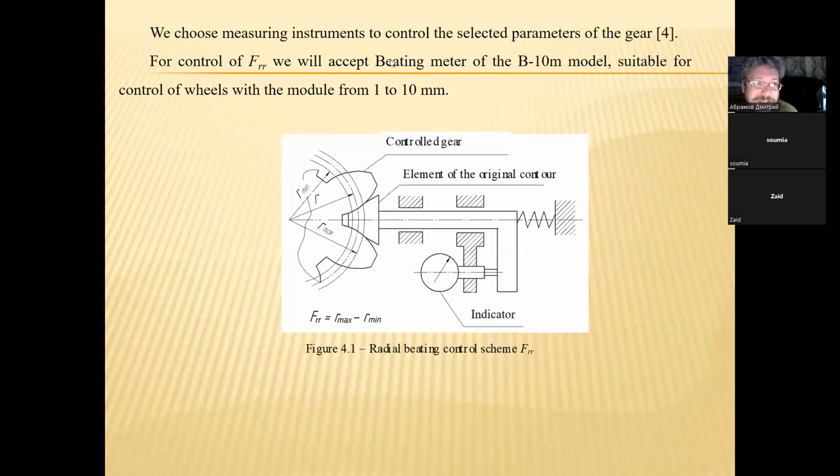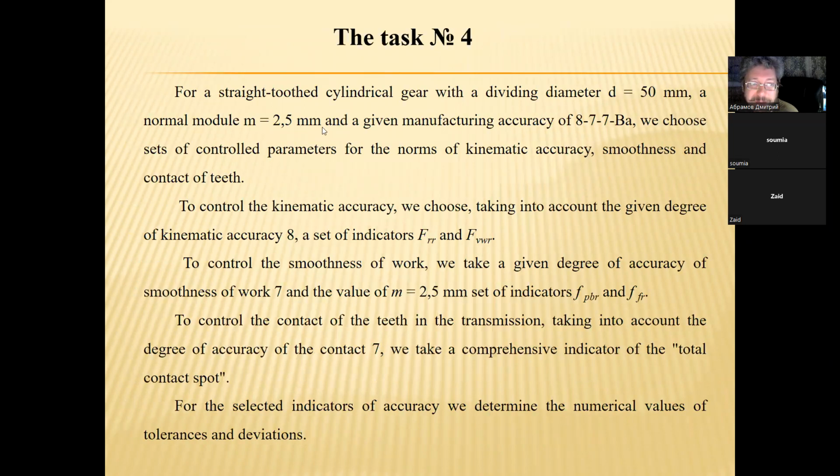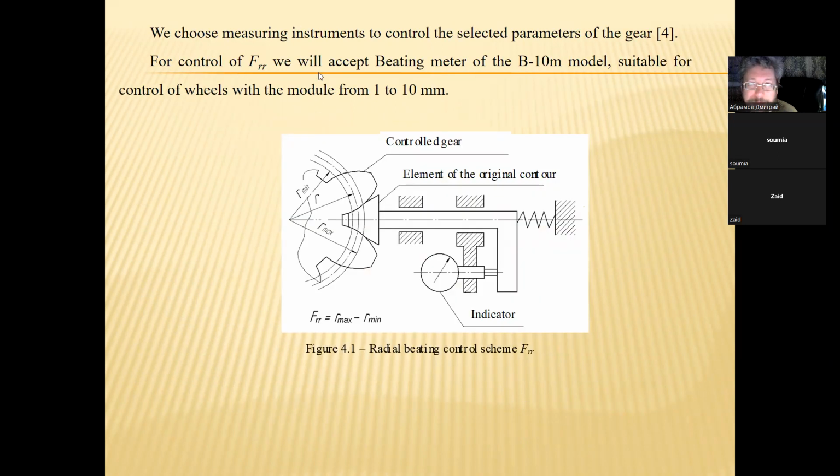And we must choose measuring instruments to control all the parameters that we found in the previous slide. So we choose measuring instrument to control the selected parameters of the gear. For control of big F suffix r, we will accept a beat meter of the B10M model suitable for control of wheels with a module from 1 to 10 millimeters. Our module M is equal 2.5 millimeters. So we choose this measuring instrument because it can control wheels with the module from 1 to 10 millimeters.